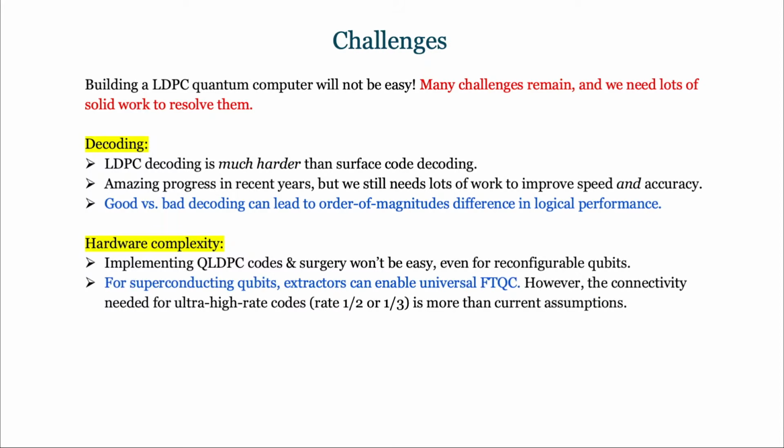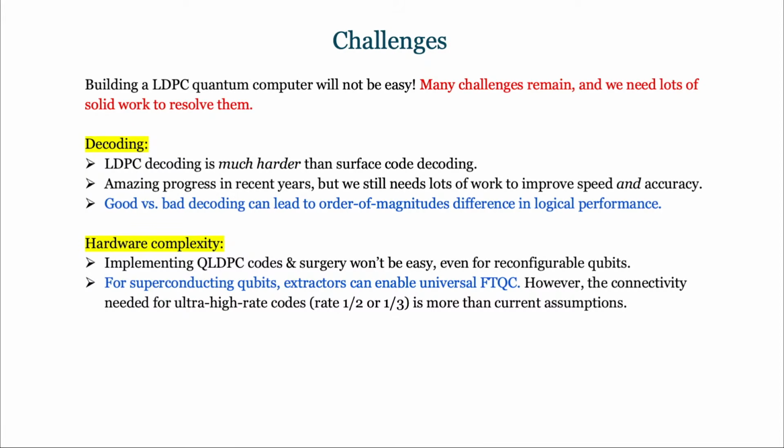And for superconducting qubits, an extractor can give you universal FTQC. You can, in fact, build a full extractor for superconducting qubits. However, the connectivity needed right now for these ultra high rate codes, namely rate 1/2 or 1/3, is more than the current assumptions on superconducting qubits. So to put some numbers, some of these rate half codes, their check weight is 12. So you need degree 12 qubits.